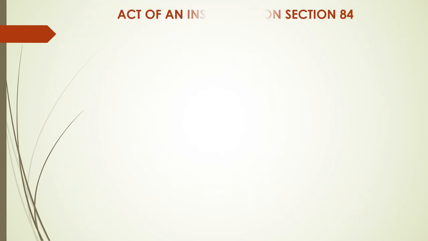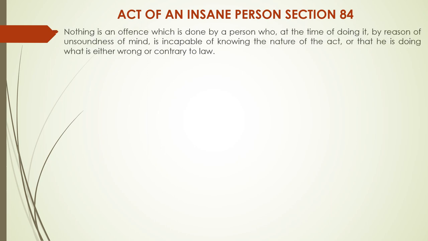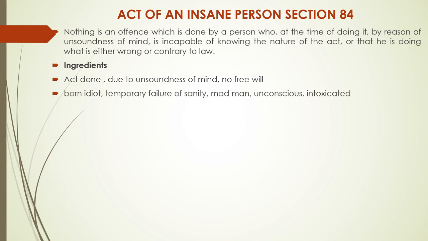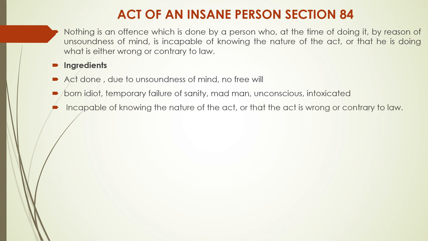The next general exception is the act of an insane person, described under Section 84 of IPC, which says that nothing is an offence which is done by a person who at the time of doing it, by reason of unsoundness of mind, is incapable of knowing the nature of the act or that he is doing what is either wrong or contrary to law. Some of the ingredients are: the act must be done due to unsoundness of mind with no free will. It may be done by a born idiot, temporary failure of sanity, madman, unconscious, or intoxicated person, incapable of knowing the nature of the act or that the act is wrong or contrary to law.